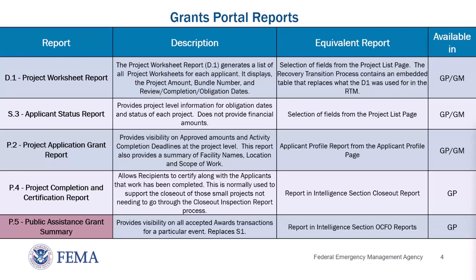The P5 Public Assistance Grant Summary provides visibility on all accepted award transactions for particular events. This replaces the S1, and this report can be found in Grants Portal under the Report and Intelligence section for the OCFO report. We will go into more detail and do a demo on these as well.